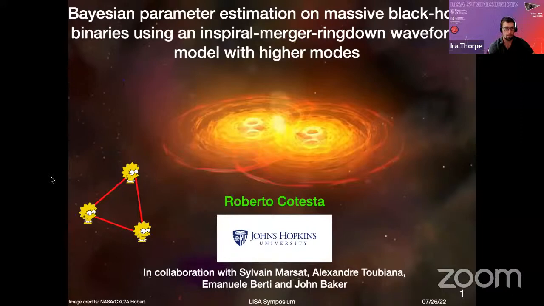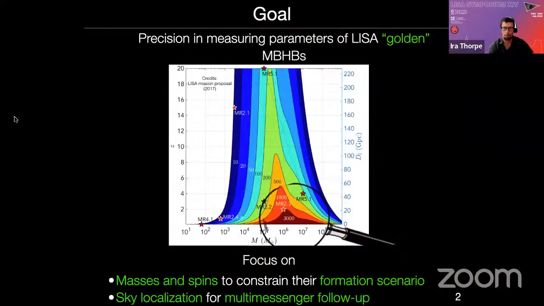Thank you for the introduction and for letting me present this work at the LISA Symposium. I am a postdoc at Johns Hopkins University, and I'm going to discuss this work that I've been doing with my collaborators that I've written here. And as Ira said, I'm talking about Bayesian parameter estimation of massive black holes using inspiral-merger-ringdown waveform models with higher harmonics. So let me explain a bit the goal of the study.